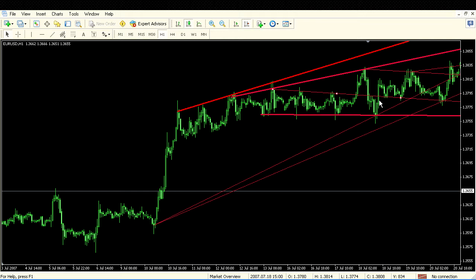If there is a real break of a resistance line, and it was working as a resistance line, and was broken, it should change its status and act as a support line. For some reason, the line doesn't do that. So, it's broken again. If the line really works, if it's good and effective, it should give a rebound and act as resistance. But it doesn't do that. 3 times in a row, without the status change, the line was broken both ways.